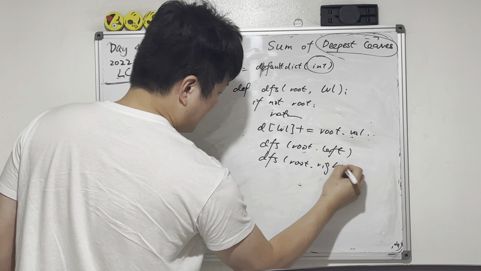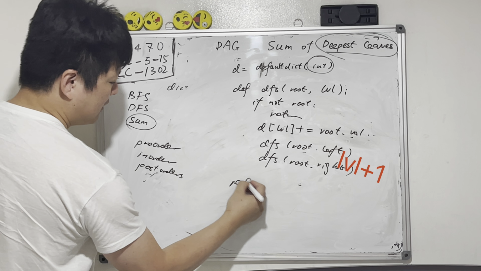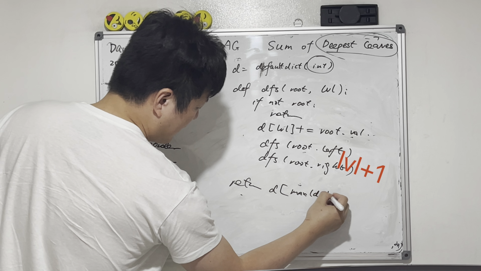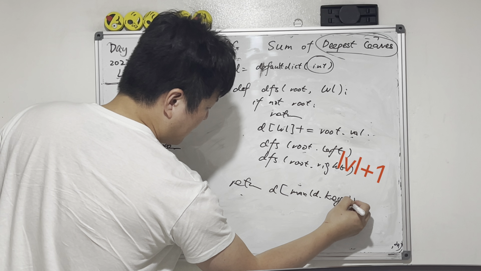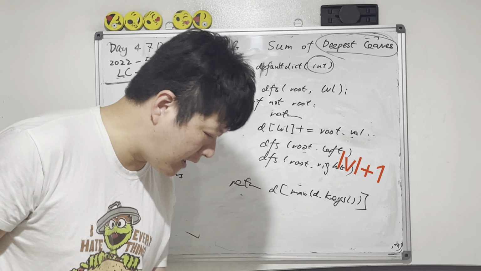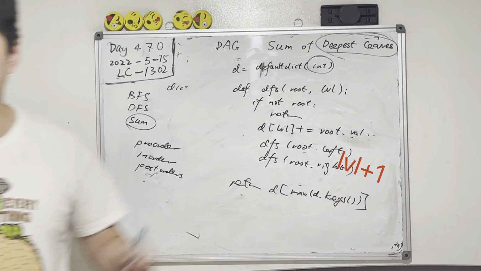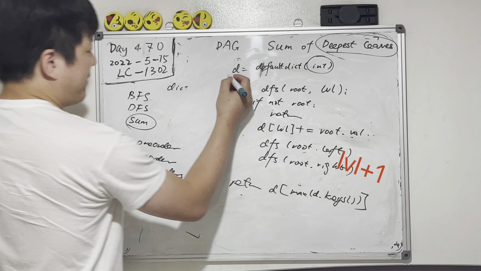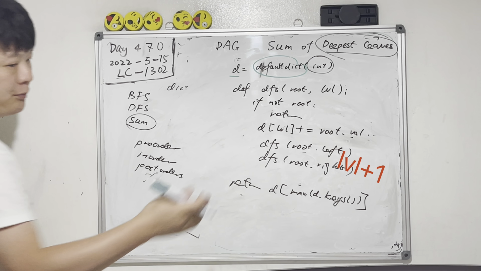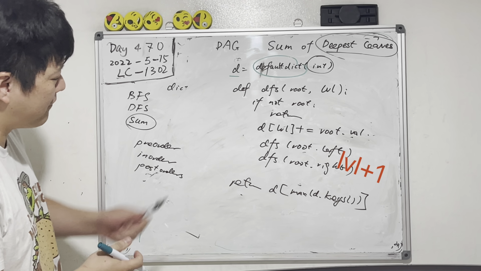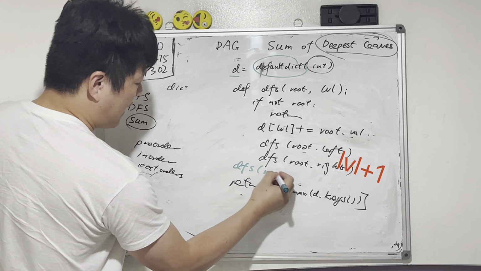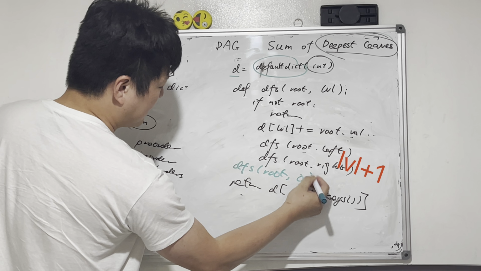And then we return D[max(D.keys())]. Okay, that's it. I'm going to explain this, and then you need to tell me later. We have a default dictionary. The keys will be the levels, the values will be the sums. We call depth search on the root and pass the first parameter, level 0.